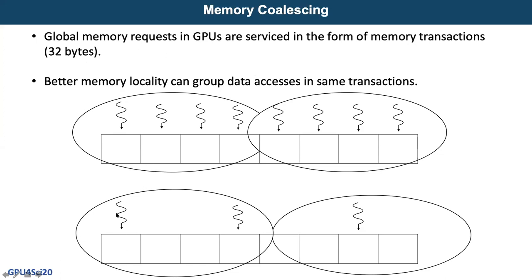Looking at the bottom figure, if this is the thread that is accessing an integer of 4 bytes, this whole 32-byte chunk will be processed for this particular thread. And if you do not use the remaining data, that will be wasted, so the bandwidth is being wasted. To make better use, a good programming practice is to ensure that consecutive threads inside a warp access memory locations that are close to each other, contiguous memory locations. That bundles up all the memory accesses into the least number of memory transactions possible. So the top figure is what you want to do, and the bottom figure is what you don't want to do.